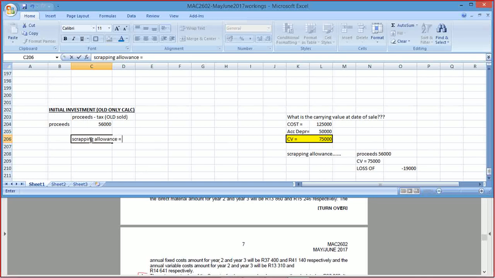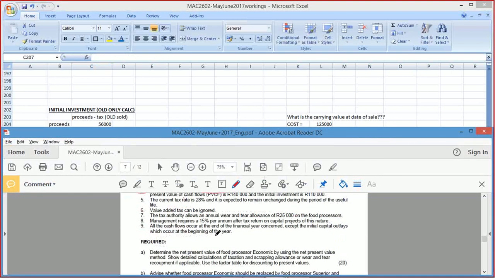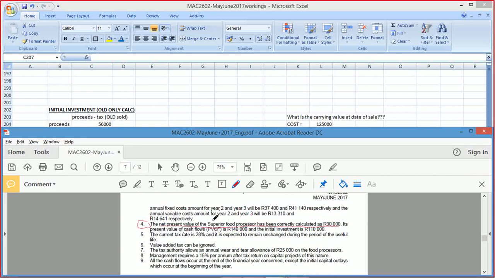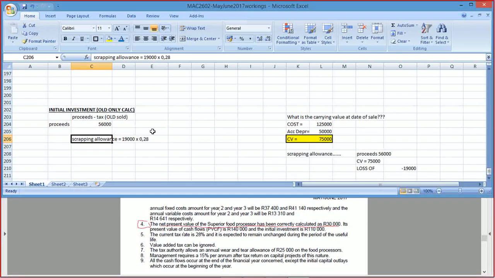So in the proceeds, do we put the 56 minus the tax, or do we just put the loss? The benefit is 19,000 times 28%. Did they give you a tax rate in here? Yes, they did. Yes, sir. So you would have to take that into consideration. 19,000 times 28% is 5,320.